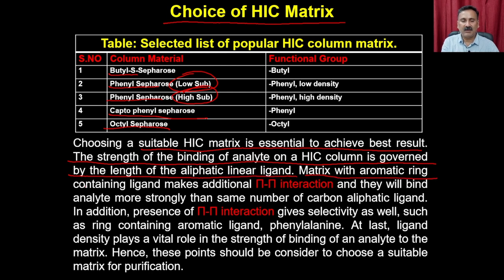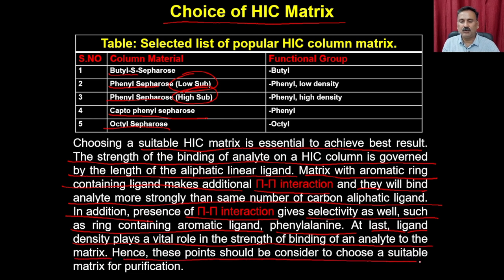Matrix with aromatic ring-containing ligands makes additional pi-pi interaction, and they will bind the analyte more strongly than the same number of carbon aliphatic ligands. In addition, the presence of pi-pi interaction gives selectivity, as with ring-containing aromatic ligands like phenylalanine. Lastly, the ligand density plays a vital role in the strength of binding of an analyte to the matrix. Hence, this point should be considered to choose a suitable matrix for the purification.